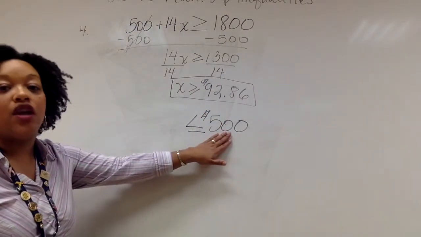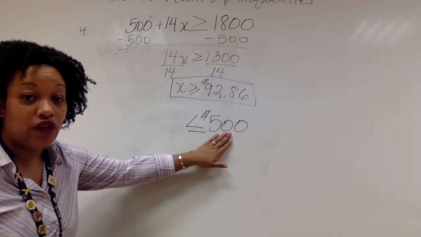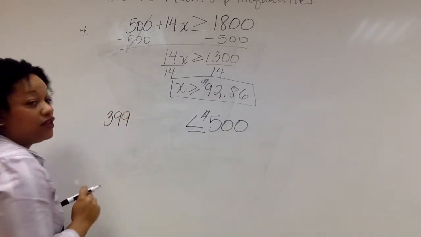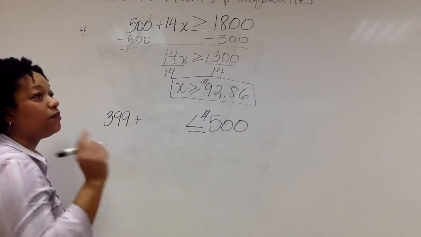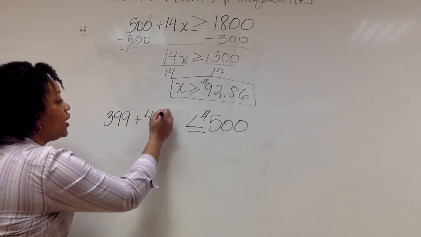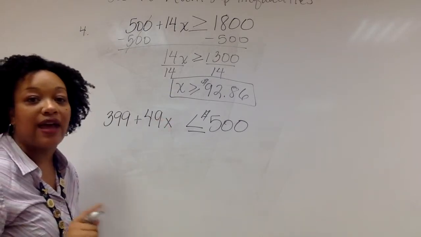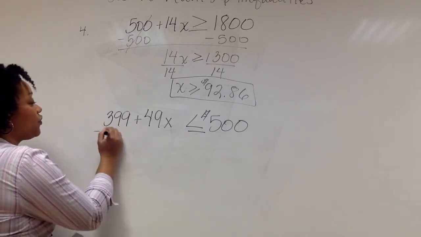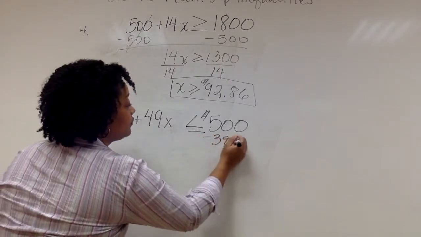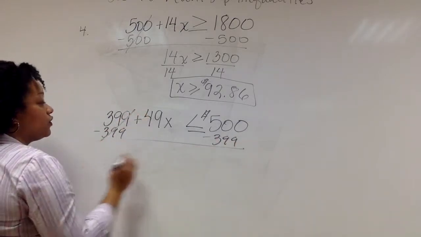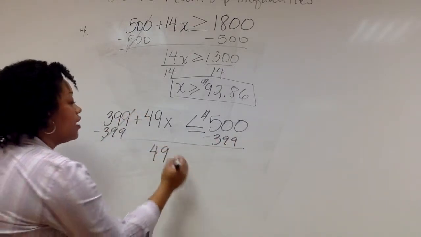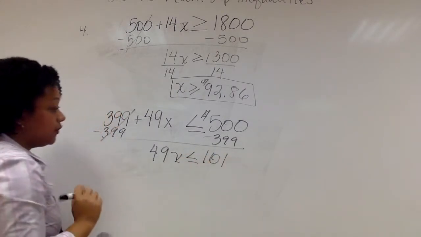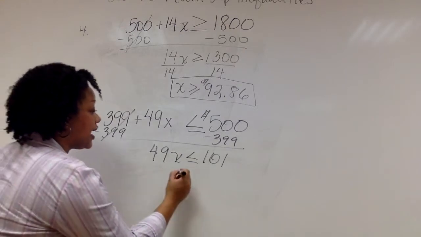This is your magic number. No more, or then you've gone over your limit. You've got $399 to spend on the bundle. And then if each video game is $49 each, that's represented as 49 times x. So then the rest is simple arithmetic. You're going to subtract 399 from both sides. Okay? That cancels. 49, is that coming through okay? Yeah. 49x is less than or equal to $101, divided by 49.